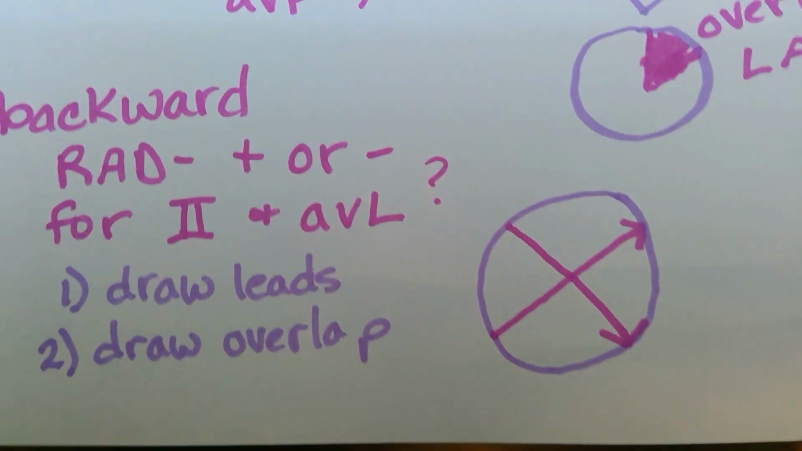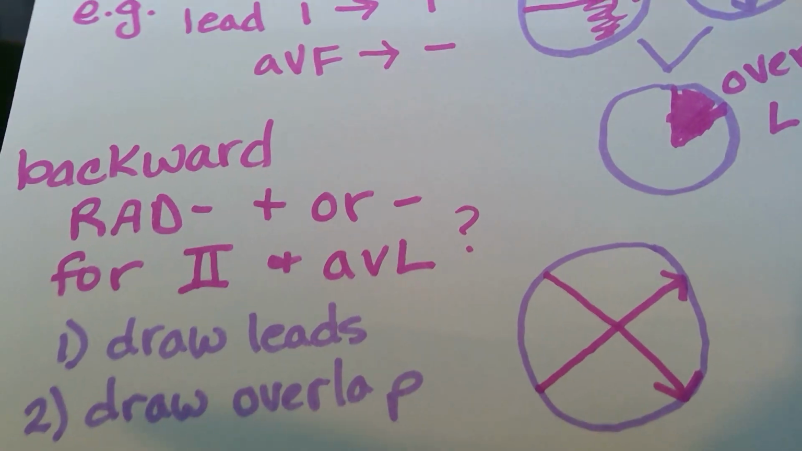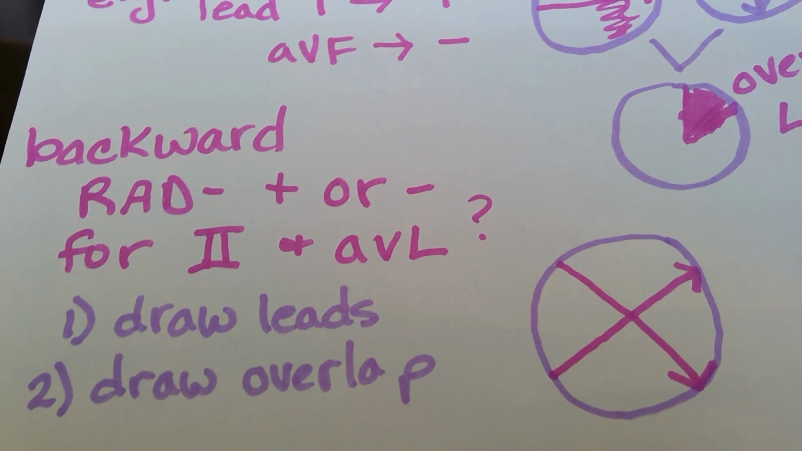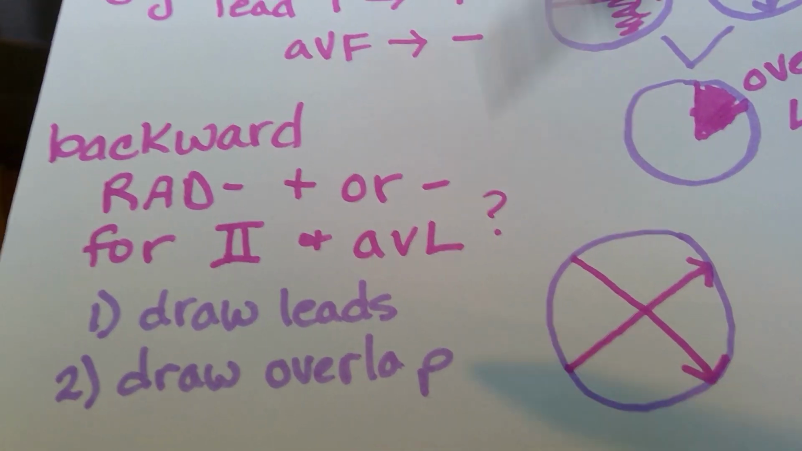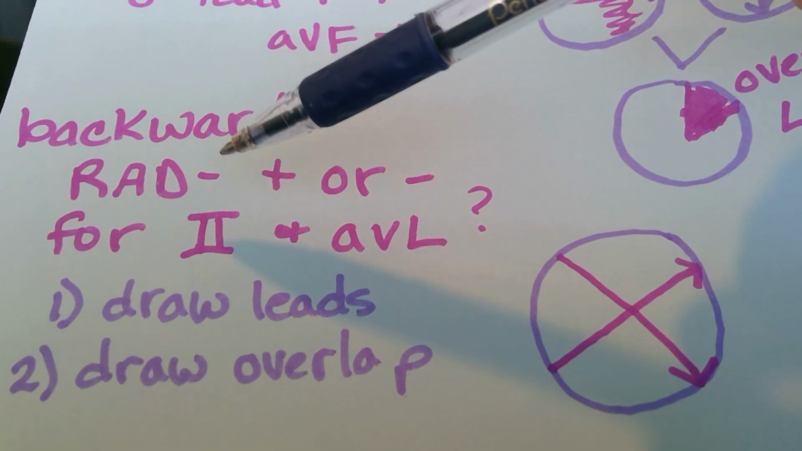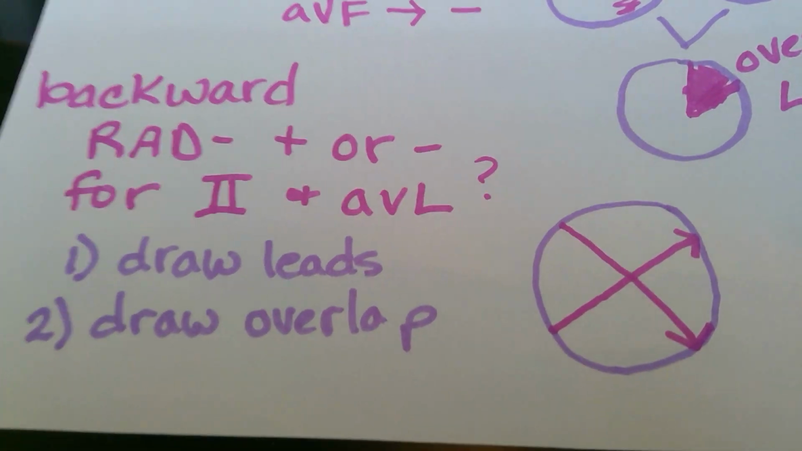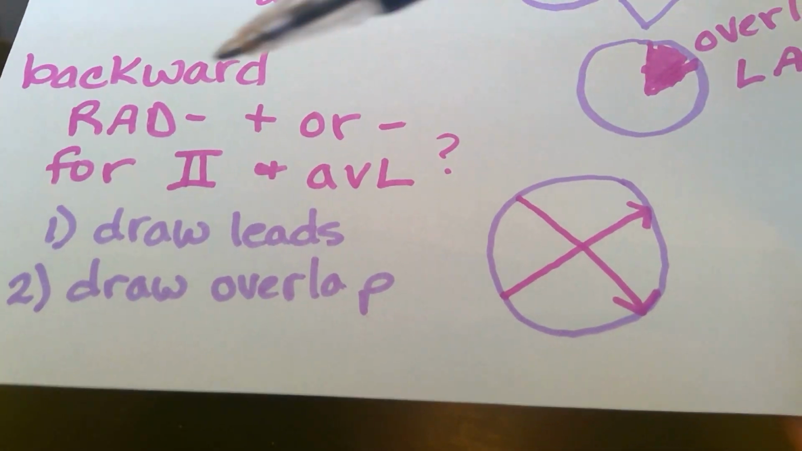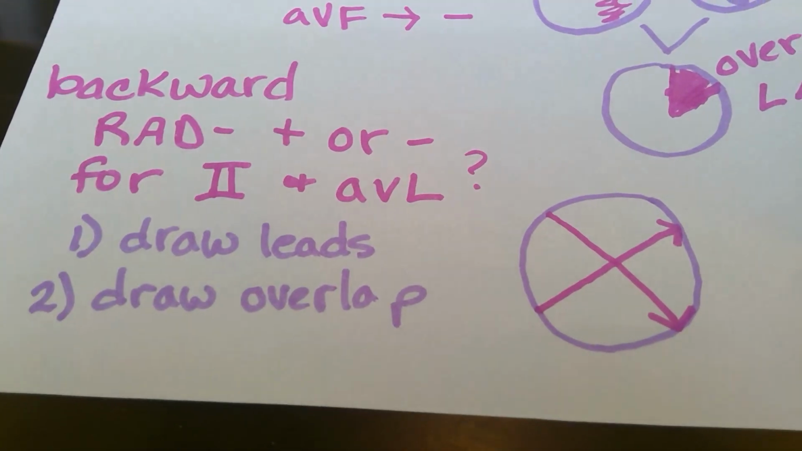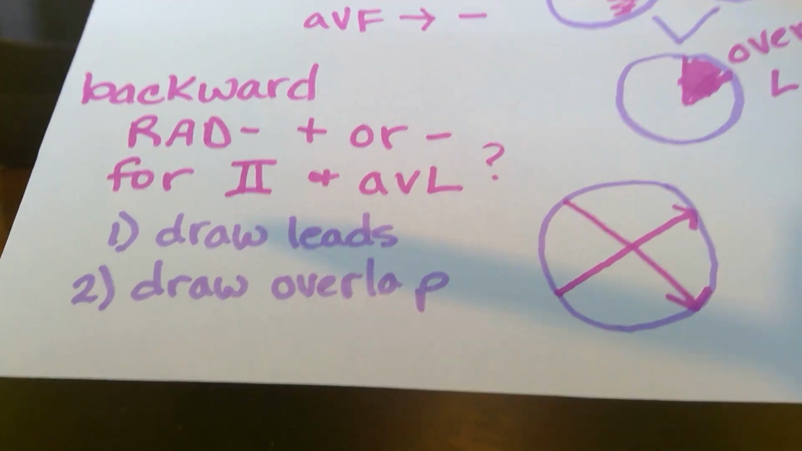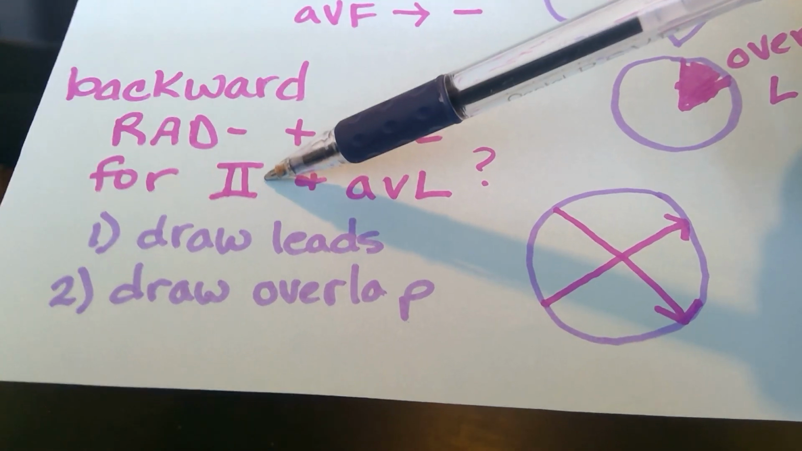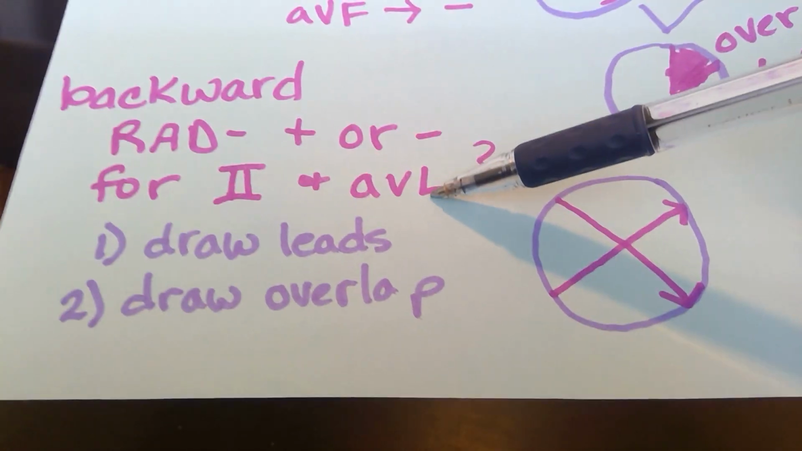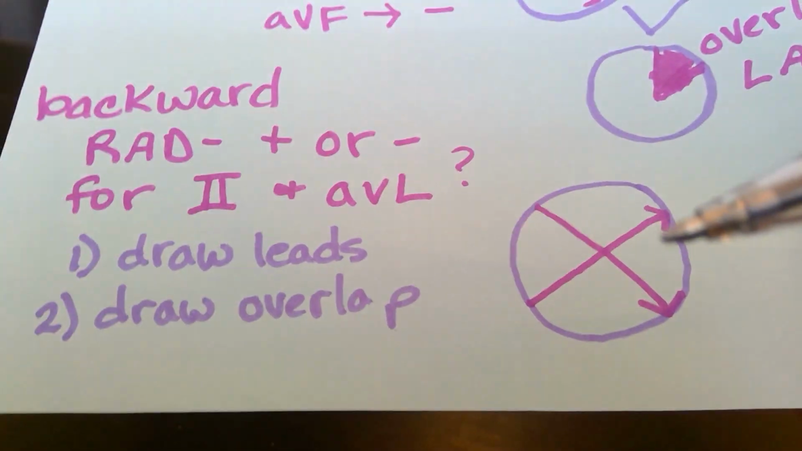Well, in this case, I tell you where the person's MEA is. For example, I might say a person has a right axial deviation. Then I'll ask you, would this be a positive or a negative deflection? And I again will pick two leads. In this example, I'm asking you if a person has a right axial deviation, will it be a negative or positive deflection for lead 2? Will it be a positive or negative deflection for lead AVL?